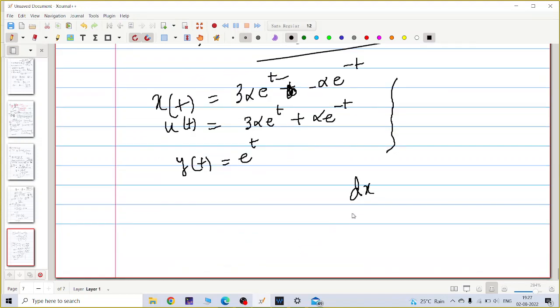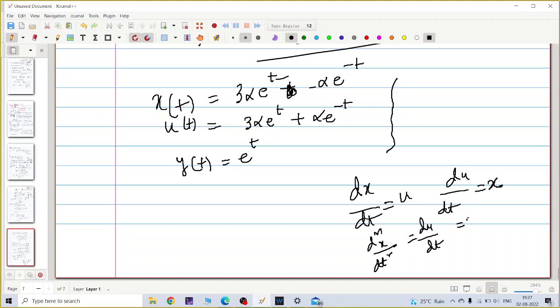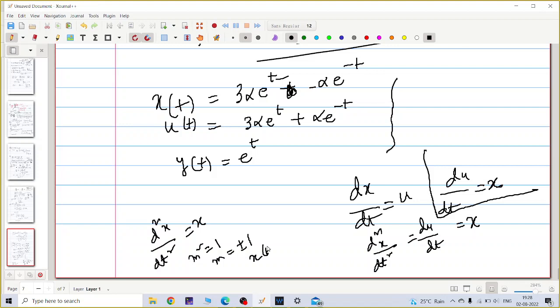Suppose dx/dt is u and du/dt is x. I am giving you a second method. I just differentiate with respect to t both sides of the first equation. So the equation becomes d2x/dt2 equal to x. You know how to solve this equation, auxiliary form and all that. m square equal to 1, then m equal to plus minus 1. Then directly I can get c1 e power t plus c2 e power minus t.